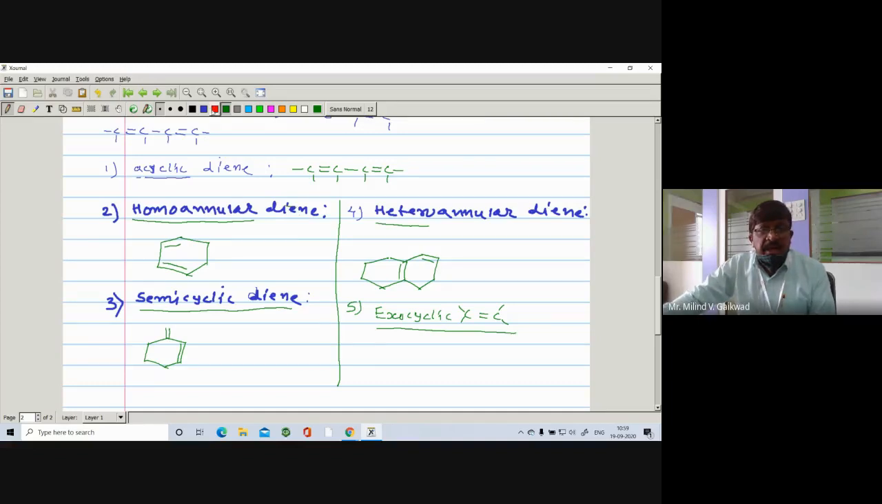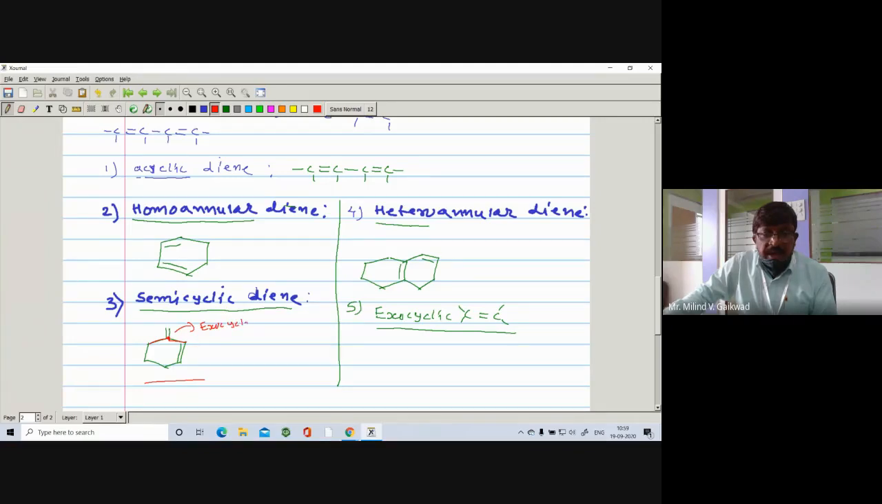For example, if you take this semi-cyclic diene, the two pi bonds are present in conjugation. But if you see, this carbon comes here, it meets here, right? This carbon comes here, it meets here, right? And this corner is going outside, right? So this pi bond is pointing out from the ring. So this is called an exocyclic carbon-carbon double bond.